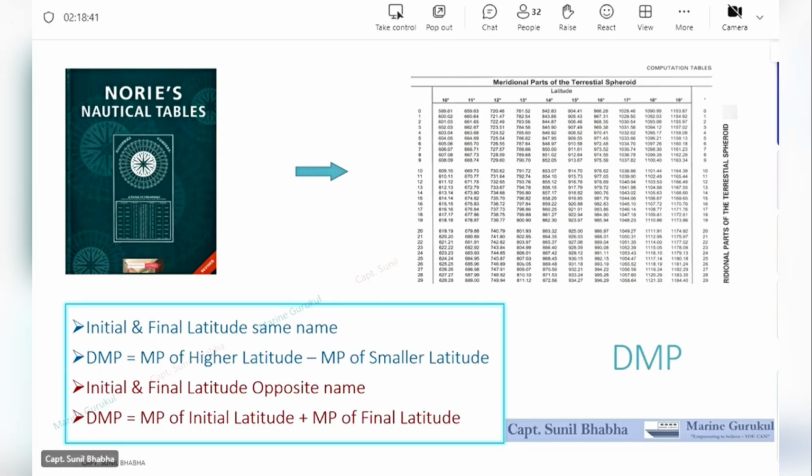Sir, one out of context doubt. In examination, will they give the Norie's table or do we have to carry it? Yes, beta. They will provide you with the Norie's table. If you want, you can carry your own also, just as an emergency backup. But usually, all the MMDs, they provide you with Norie's tables. Thank you, sir.